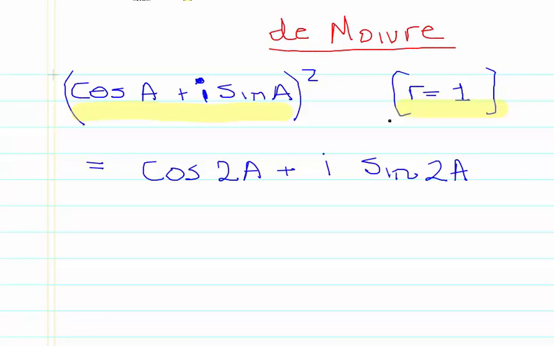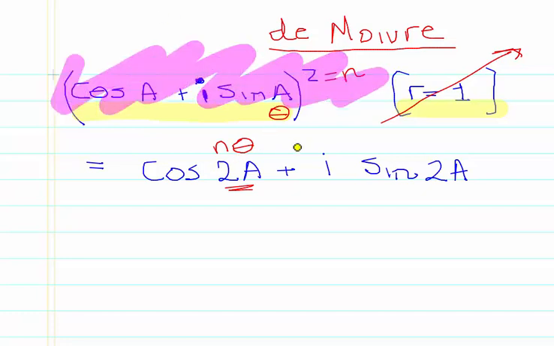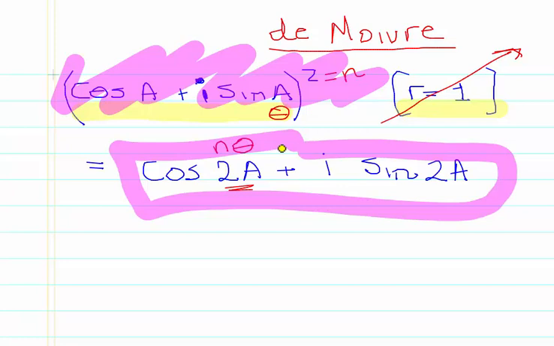Essentially what we're going to do here is disregard the modulus because it's 1 and nothing really happens after that. Okay, so theta in this case is a, and n is equal to 2. So n theta is simply 2a. So essentially this expression ends up as cos 2a plus i sine 2a. Okay, that was straightforward enough.